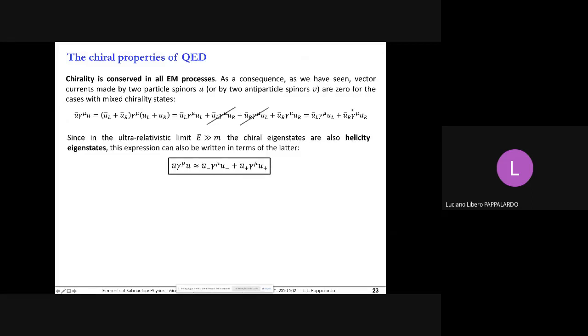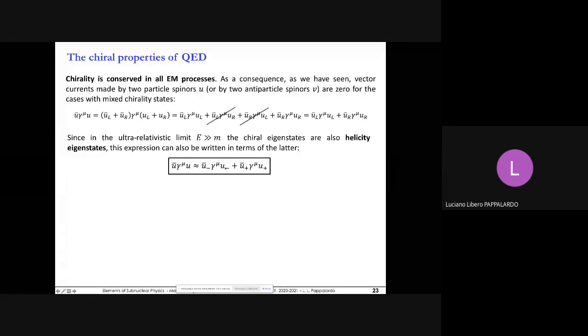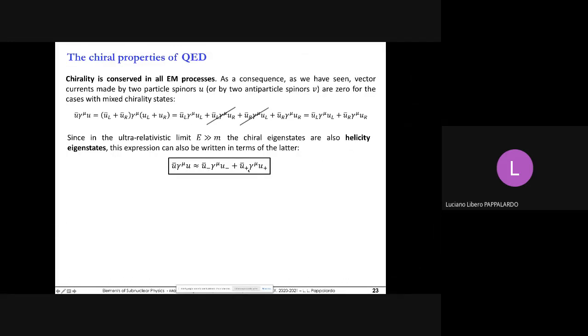Now, in the ultra-relativistic limit, where we can neglect the masses, so we can assume that the particles are massless to a very good approximation, if you remember, the chiral eigenstates coincide with the helicity eigenstates. And so we can write down this expression in terms of the helicity eigenstates: U minus gamma mu U minus plus U plus gamma mu U plus. In the ultra-relativistic regime, U minus corresponds to U left, and U plus corresponds to U right.